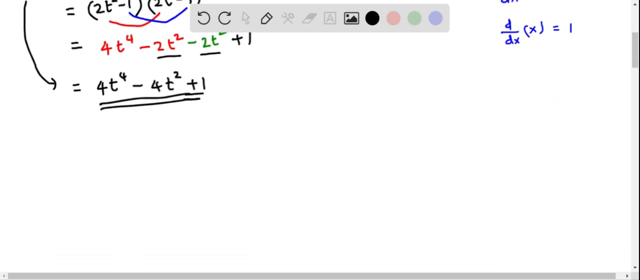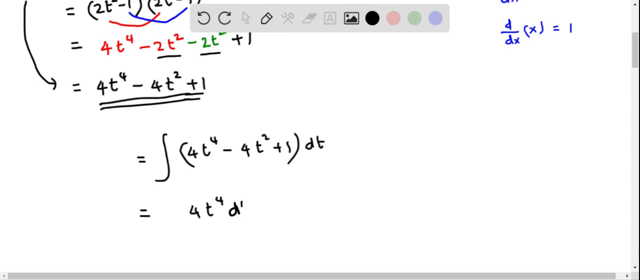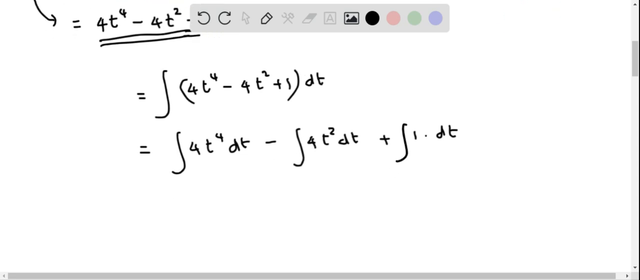So let's start off with integrating. We have 4t power 4 minus 4t square plus 1. We integrate this. The first step, I'm going to split this integral into three parts. That is, integration of 4t power 4 dt minus integral of 4t square dt plus integral of 1 dt, like this. And the next step, I'm going to simplify this integral.